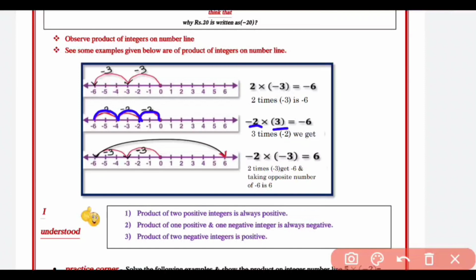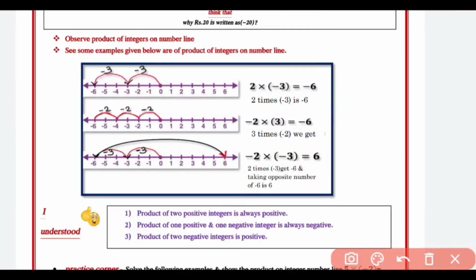You all know the units. 0 to minus 1 is 1 unit, minus 1 to minus 2 is second unit, so 2 units. Now minus 2 to minus 3 is 1 unit, minus 3 to minus 4 is second unit. In this way a jump of 2 units has to be taken on the left hand side of 0, and we have got the answer as minus 6.